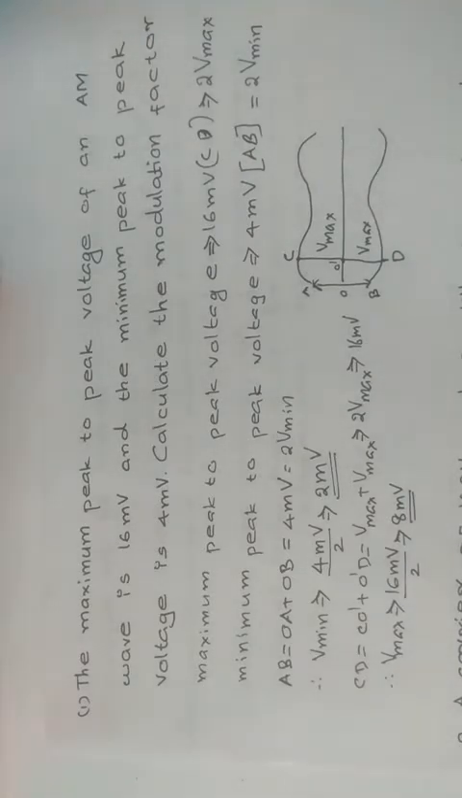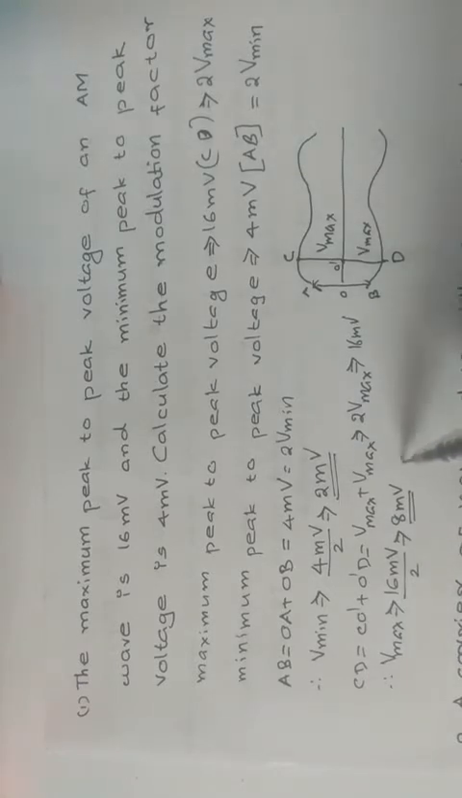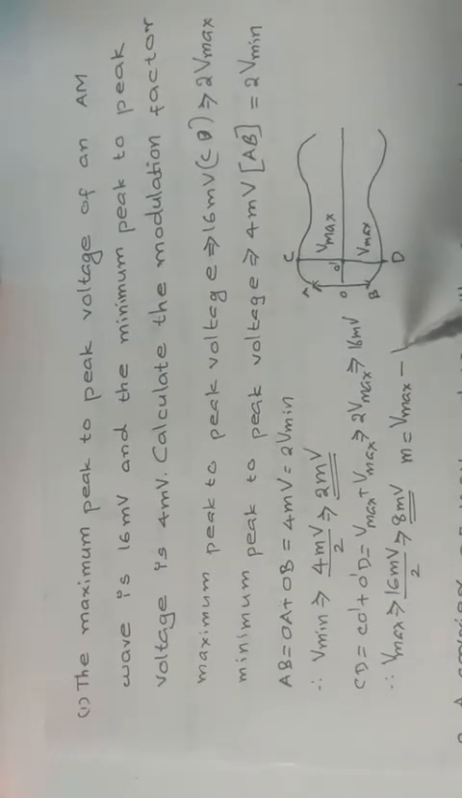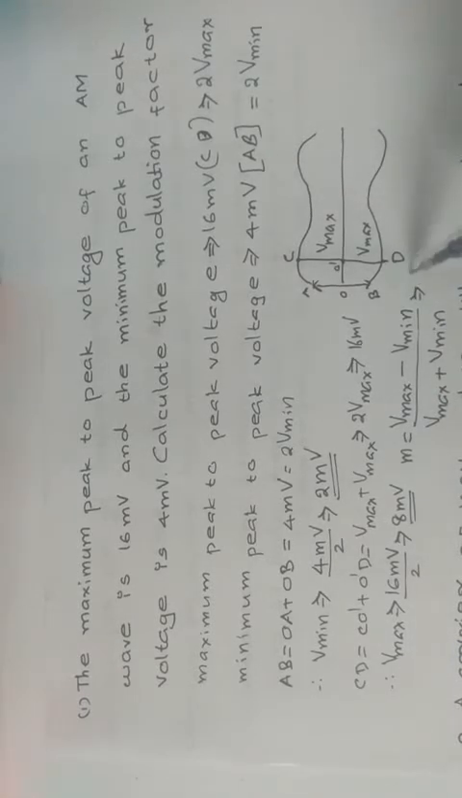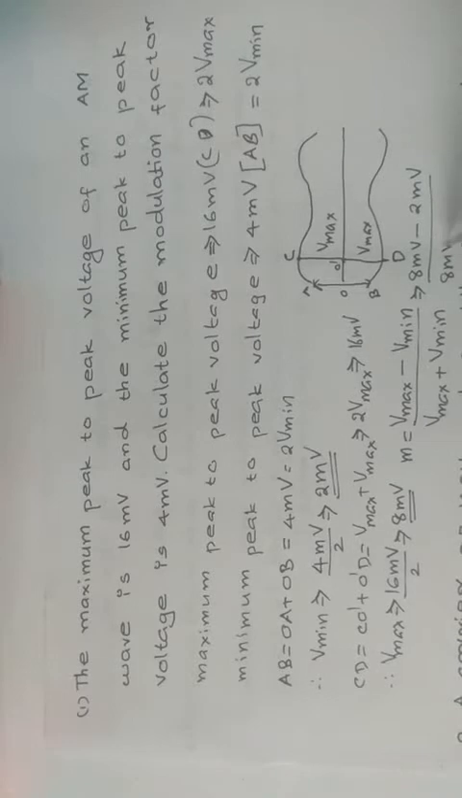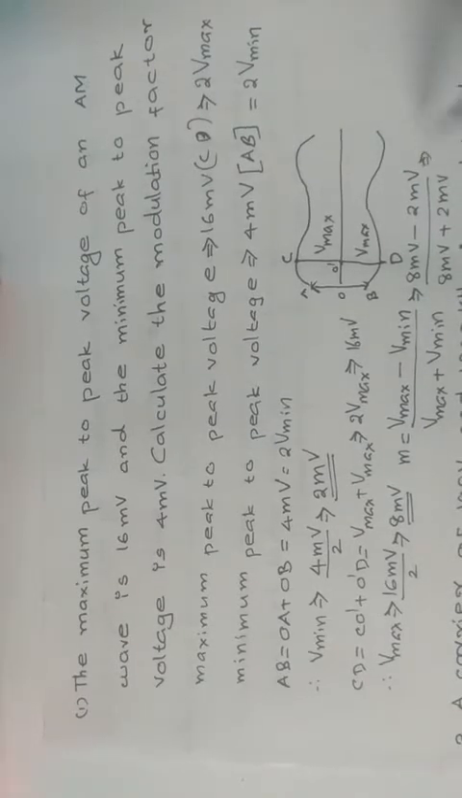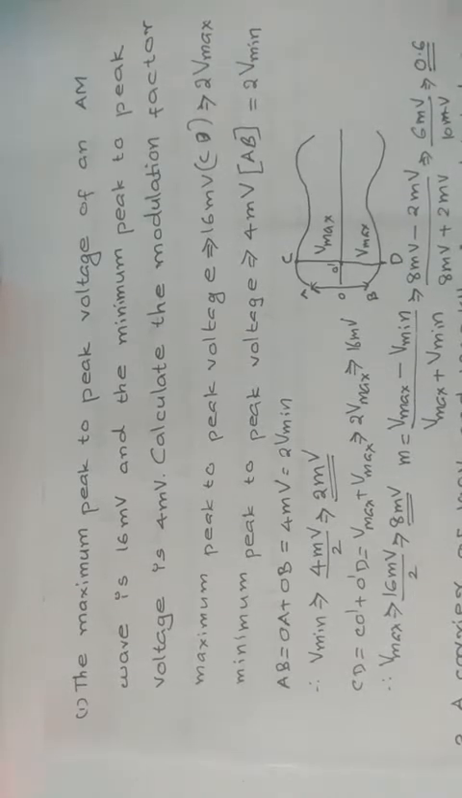Therefore, modulation index M is equal to (Vmax minus Vmin) divided by (Vmax plus Vmin), which is equal to (8 millivolt minus 2 millivolt) divided by (8 millivolt plus 2 millivolt), equal to 6 millivolt divided by 10 millivolt, which is equal to 0.6, equal to 60%. Very simple question.